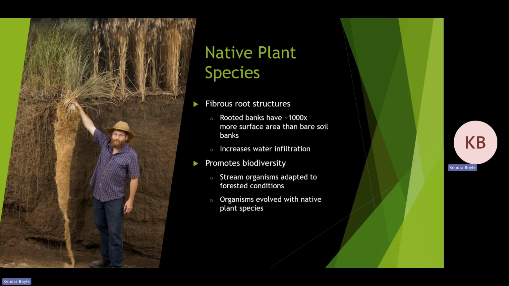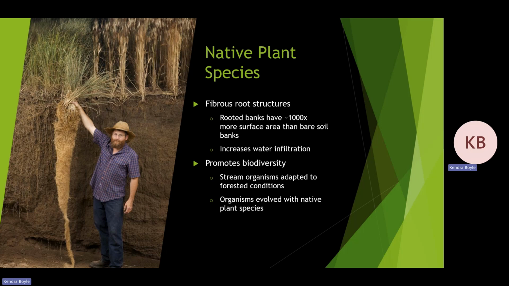We can see that the native grass species has long fibrous root structures. These root structures not only increase water infiltration, but also absorb more nutrients and hold soil in place. This is why we encourage landowners to plant riparian buffers with native plant species and to not mow right up to the stream bank. Planting native species along stream banks also promotes biodiversity.